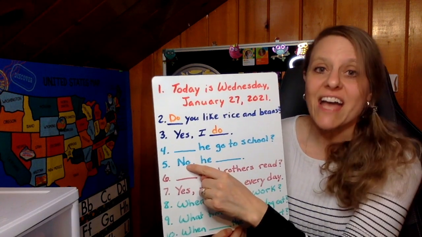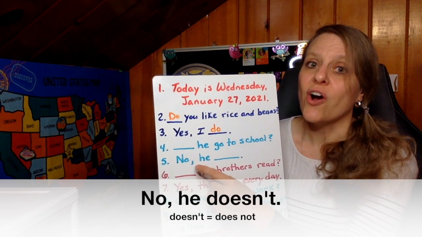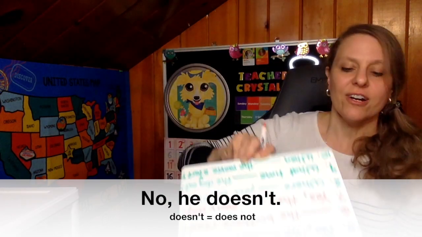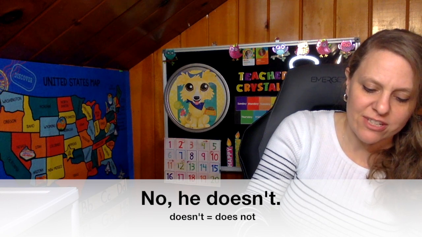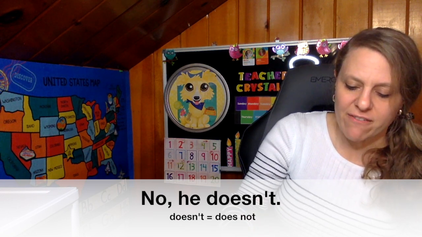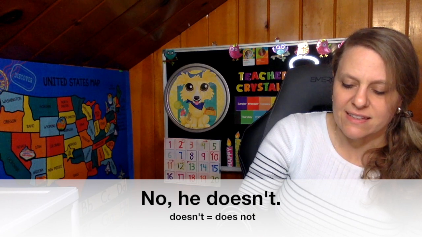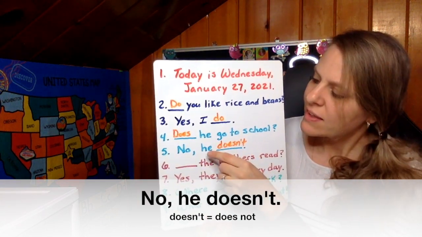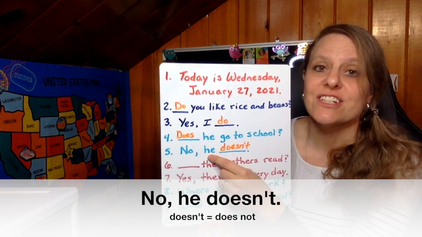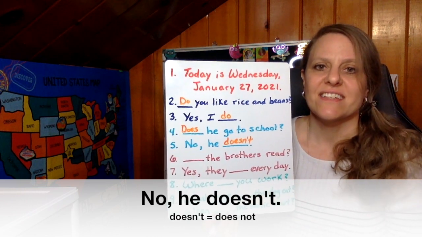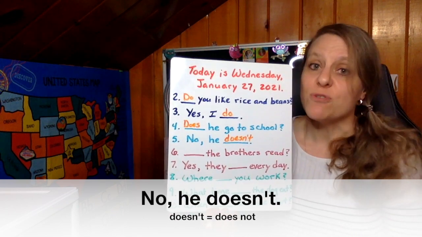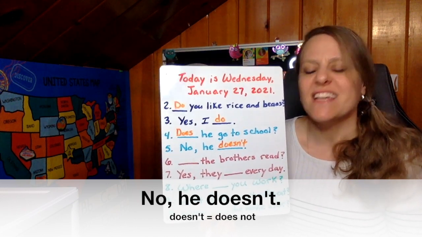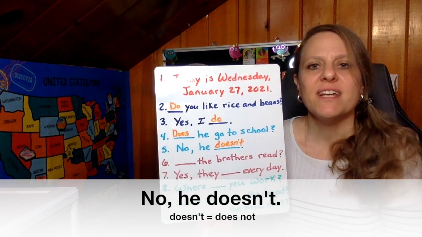And so for number 5, it's a negative. No, he doesn't. So number 4 is does first. And number 5, no, he doesn't. And notice he is first because this is the answer. Subject first, and then doesn't. No, he doesn't. That's all you need. If you wanted to continue, you could say, no, he doesn't go to school. But you don't need to say that. This is enough. No, he doesn't.